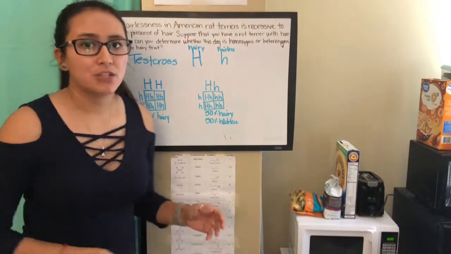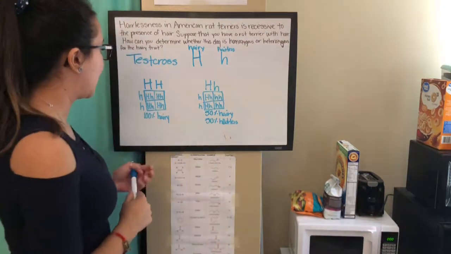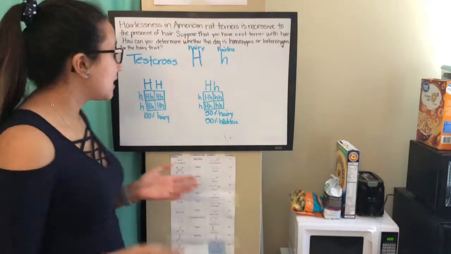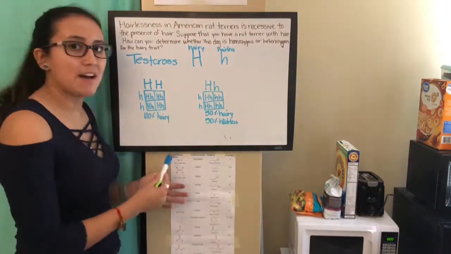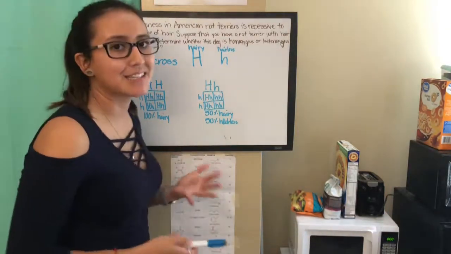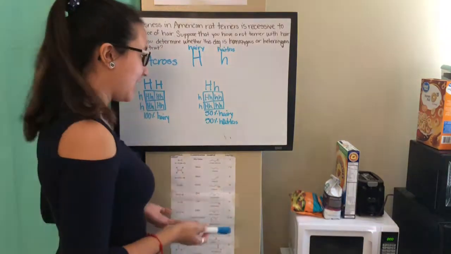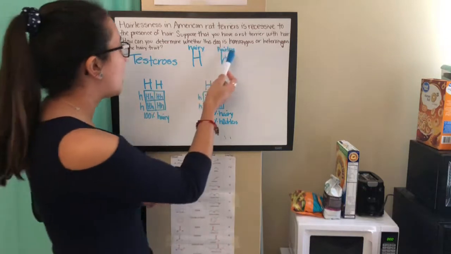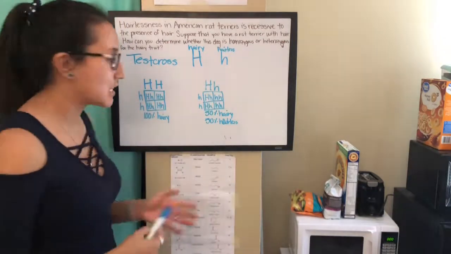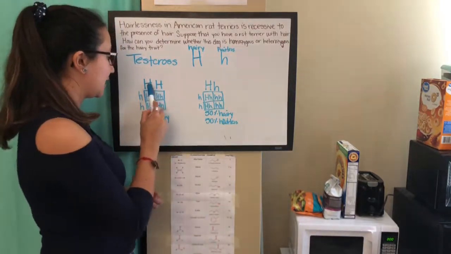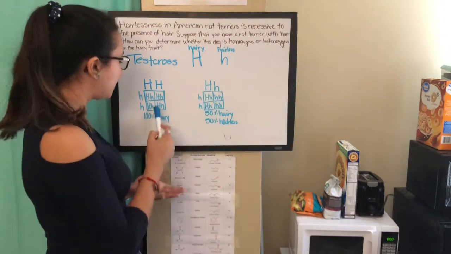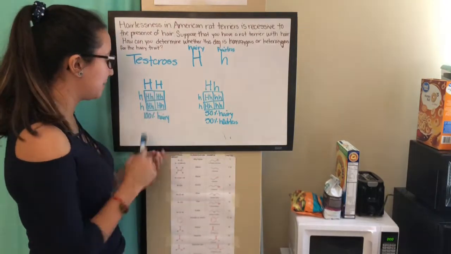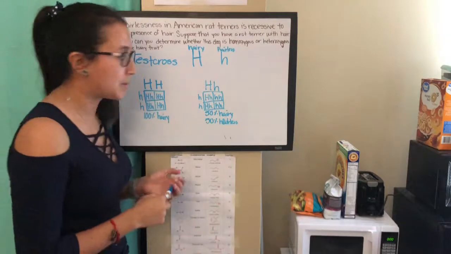So after we do our test cross, we want to look at the offspring. So we would take a look at the offspring, and whether we have 100% hairy, which means all of our offspring are hairy, then we will know that this dog is homozygous dominant, because he or she gives a hairy allele to all of the offspring.